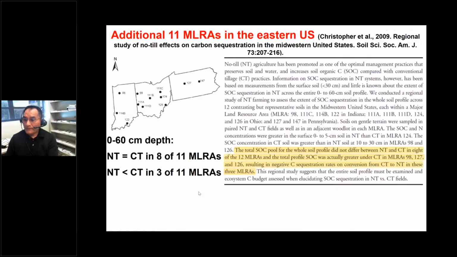A similar study by Christopher et al. with different MLRAs in the eastern US found the following. I highlighted the key sentence in the abstract. In other words, what they found is that in the upper 60 centimeters, there was no difference between no-till and CT in about 80% of cases, right? And they even concluded that the total profile was actually greater under CT than NT in 3 MLRAs. But in short, there was no difference between NT and CT.